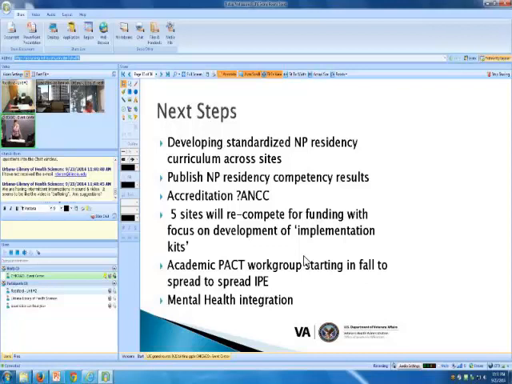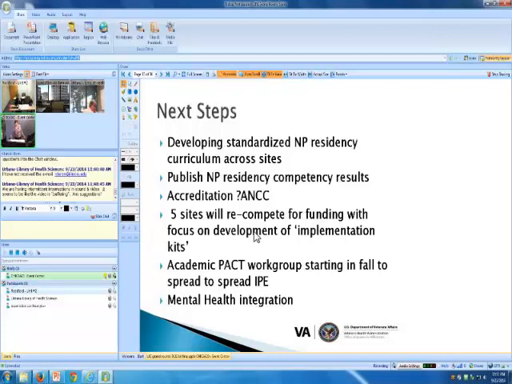So what are our next steps? We're working on standardizing the NP curriculum across the 5 sites. So we have representation of the 5 sites, and also that we're going to make this not so NP focused, but interprofessional focused, so that other disciplines could use the curriculum that we've developed. We're going to, as I said earlier, publish our competency results to date.